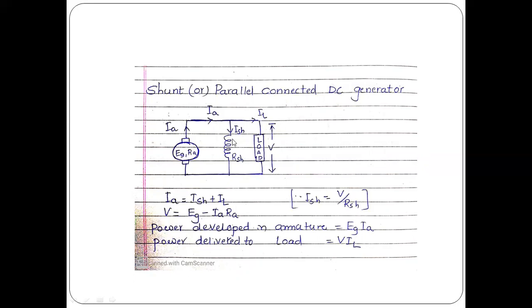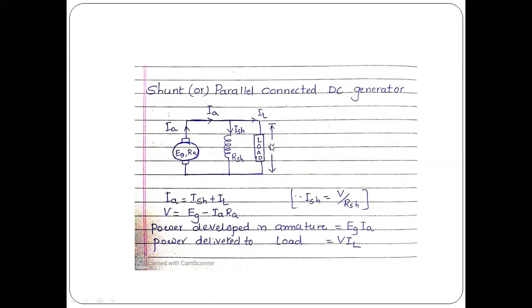Whatever current is flowing here, IA, divides into two: one is IL and the other is ISH. So it is the generator and these two are recipients. IA is generated and entering, and these two are leaving. If you apply KCL there, you will get the equation IA is equal to ISH plus IL.